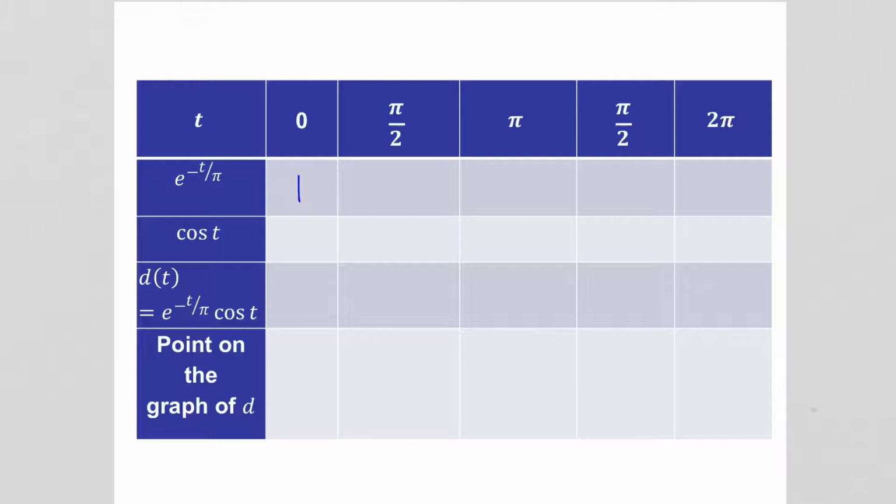Take e and raise it. That's e to the negative 1/2. And we're going to need a decimal for that. Then plugging in pi, you get e to the negative 1. Plugging in 3 pi over 2, we get e to the negative 3/2. And 2 pi, we get e to the negative 2.